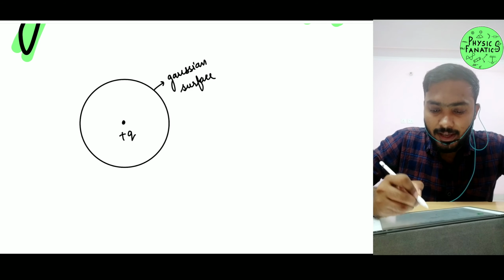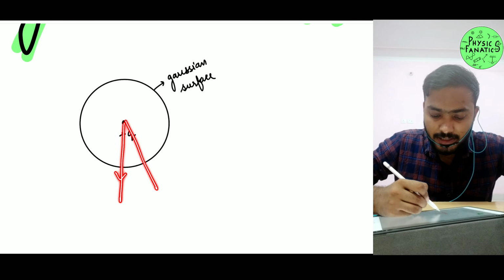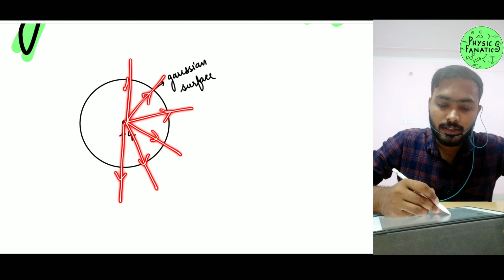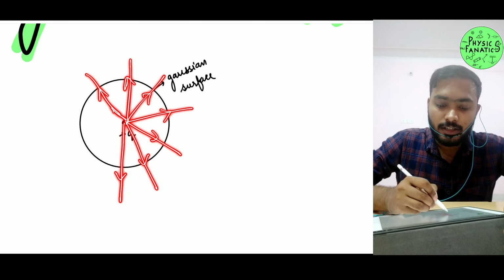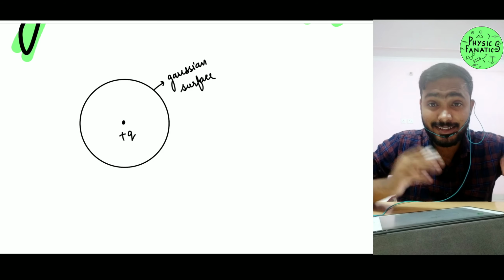And obviously as there is this plus q charge, the electric field lines from this plus q charge will be going out in every possible direction, or in other words the flux will be passing out of your Gaussian surface. Is that a yes or no?